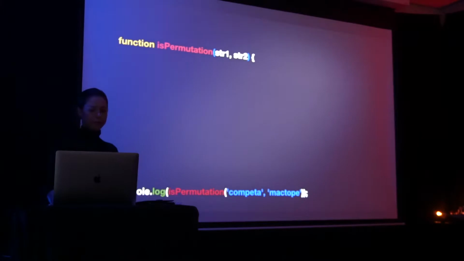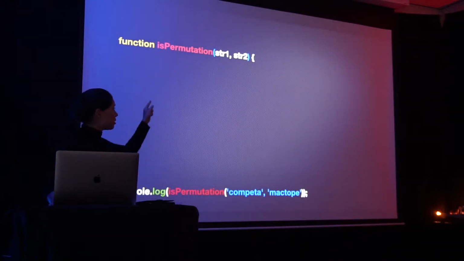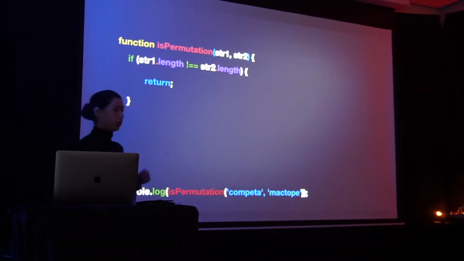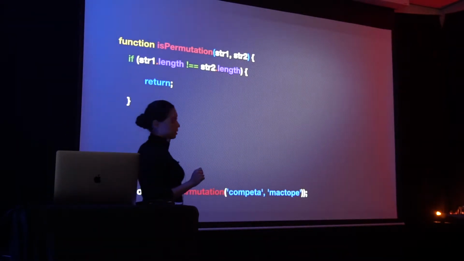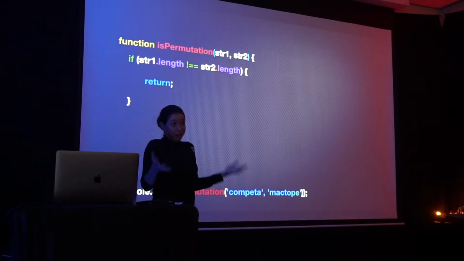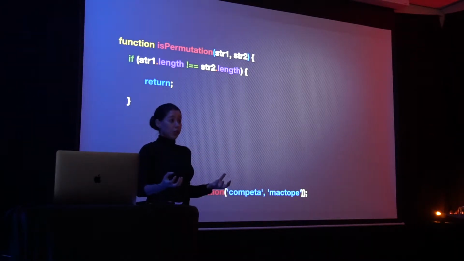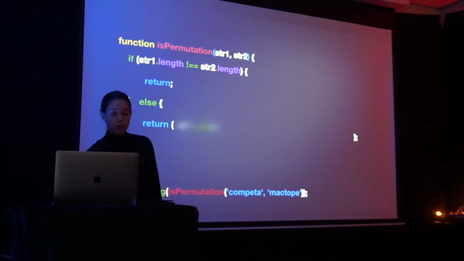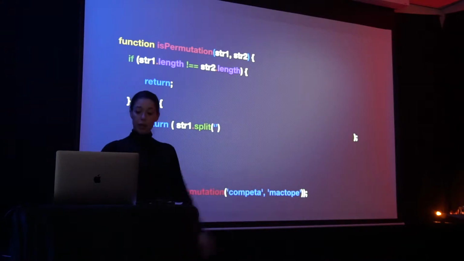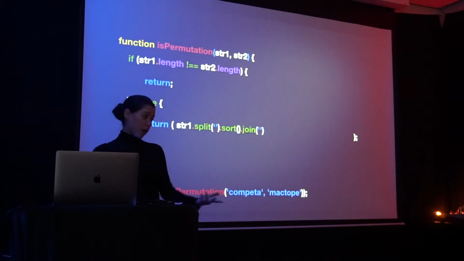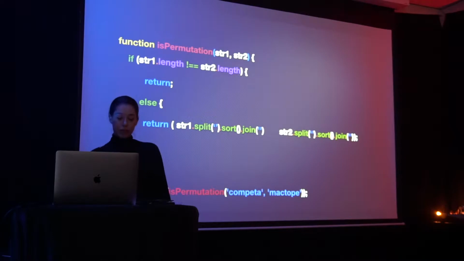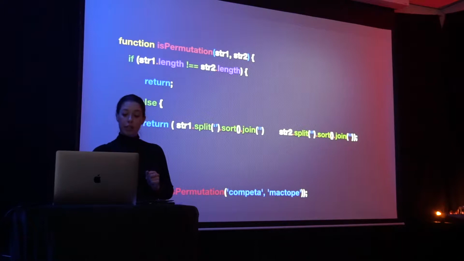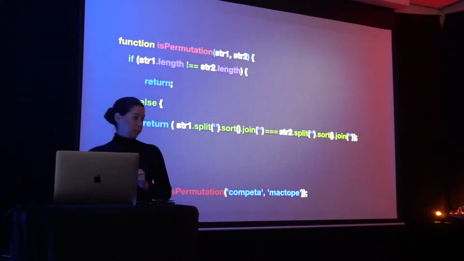Here's our function, and it receives two strings, as we discussed. But at first, what we want to do is compare the lengths of the strings, because if the lengths are different, it's obviously not a permutation. And after that, we split the string into an array, sort it, and join it back. And after that, we do the same with the second string and, as you have just said, we compare them.